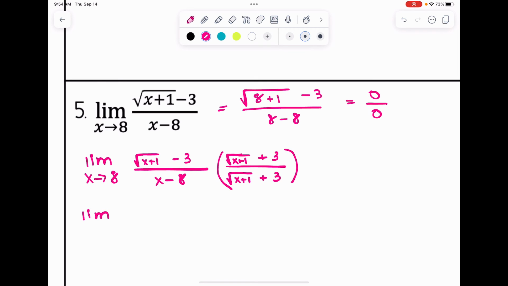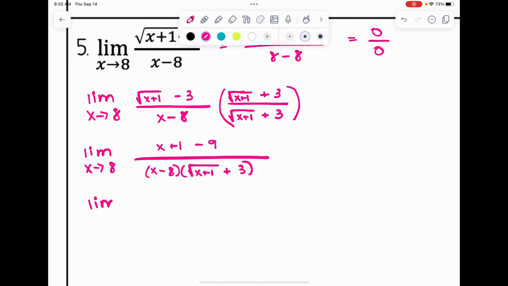Okay, now let's multiply this out. In the numerator, when I multiply this, radical x plus 1 times radical x plus 1 is just going to be x plus 1. The negative 3 times positive 3 is going to be minus 9. Keep in mind here that if you use FOIL, those inner and outer terms are going to cancel each other out. The denominator, I'm going to leave it. I'm not going to actually multiply here.